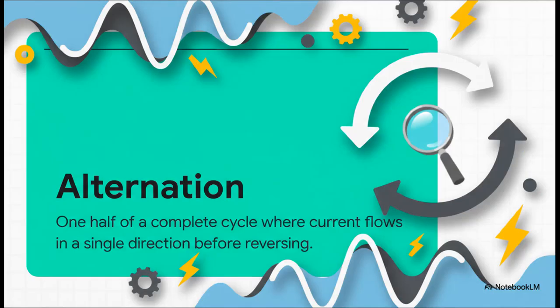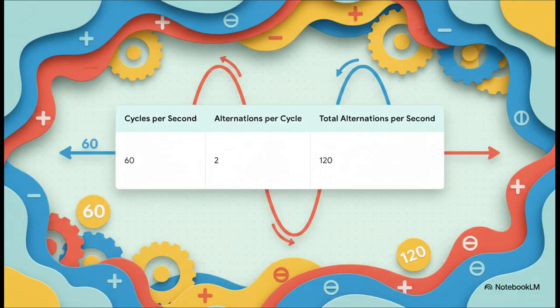So each one of those 60 cycles actually has two distinct halves. You can kind of think of it like taking a breath. There's the part where you breathe in and the part where you breathe out. In electricity, we call these two halves alternations. So let's do the math real quick. If you've got 60 cycles happening every second, and each one of those cycles has two alternations, well, that means the current fully stops and reverses direction 120 times every single second. And that is exactly what we were talking about right at the start.